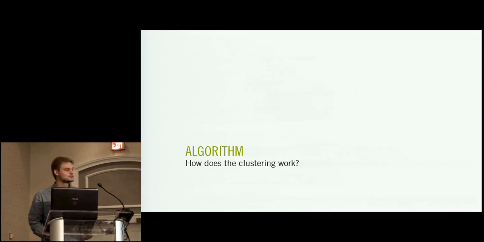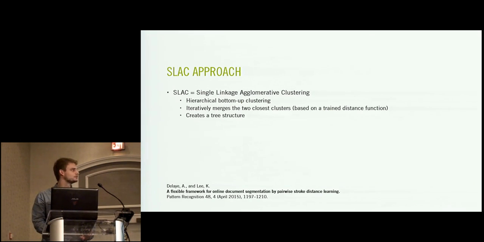Well, hello. So I'm here to explain how our tool works. The core of the tool is single linkage agglomerative clustering, which is hierarchical bottom-up clustering, where initial clusters consisting of single strokes are created first, and then iteratively in each step, two closest clusters are meshed together. Therefore, a tree structure called dendrogram is built.